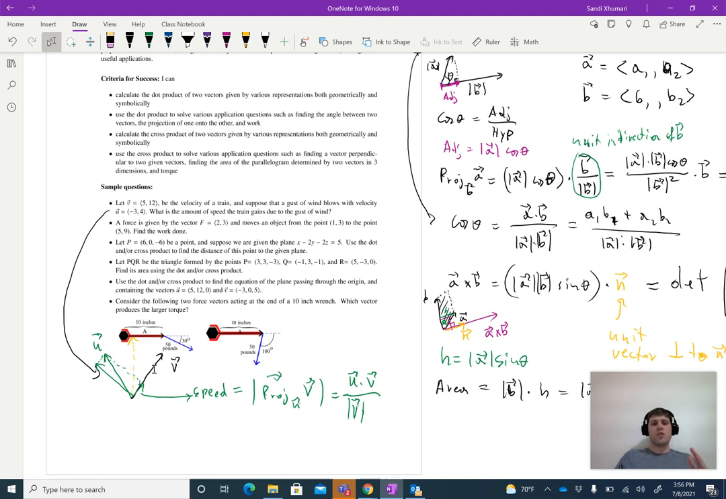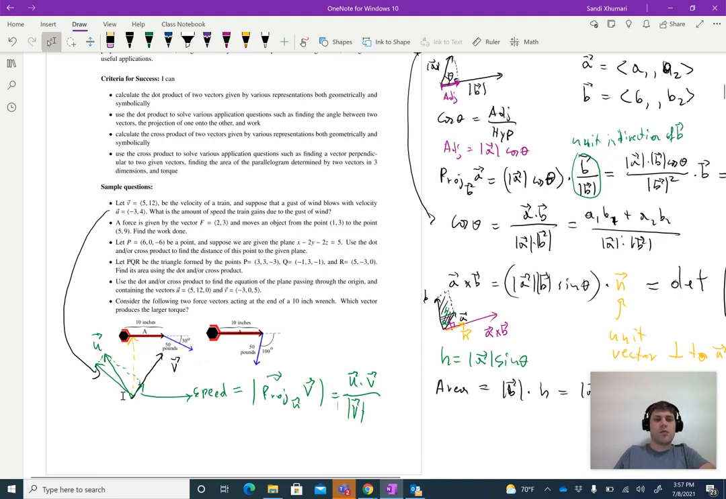Now, if u was pointing in the same direction as v, then the amount of speed the train gains will be the magnitude of u. If you're given a velocity vector, its magnitude will be the speed that you gain. So that would be easy, but unfortunately they're not pointing in the same direction. u is pointing in some other direction. So how could we possibly figure it out?